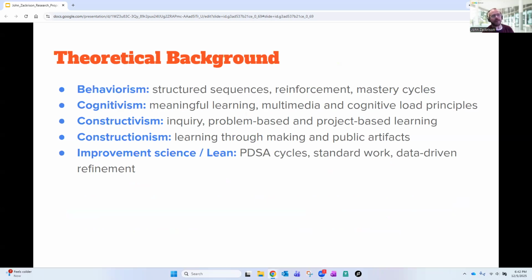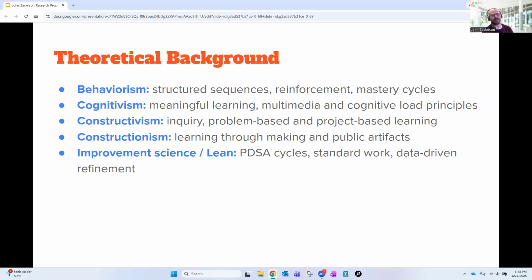Okay, let's talk a little bit about the theoretical background for the study. It includes the four familiar learning theories, plus a fifth one, improvement science, that I wanted to bring in. First of all, as a matter of review, I'm sure you all know that behaviorism views learning as changes in observable behavior. That's the whole point. So these are direct instruction and mastery learning. Those are the key concepts there.